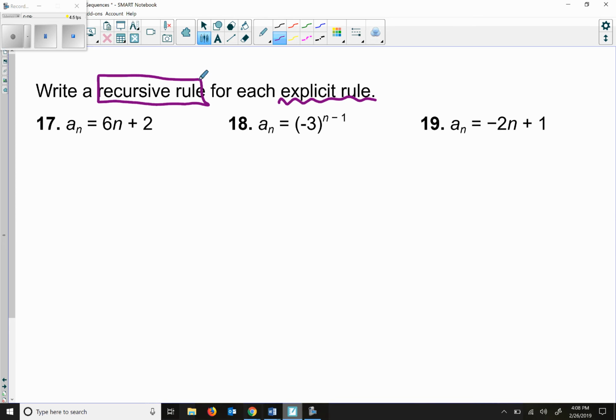Now remember, the recursive rule has us defining what the first term is. So you're probably going to have to figure out that first term in order to come up with your entire recursive rule. So let's figure that out first. A sub 1. That just requires us to plug 1 in for n. And then 6 times 1 just turns into 6. 6 plus 2. So our first term is 8.